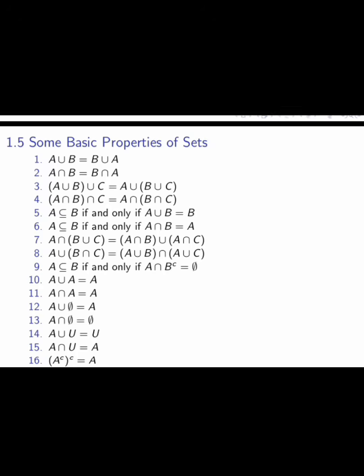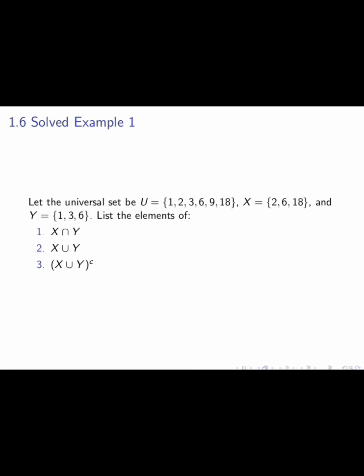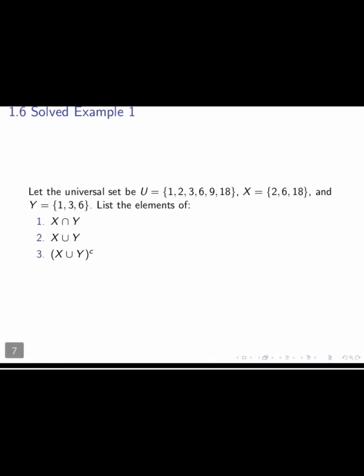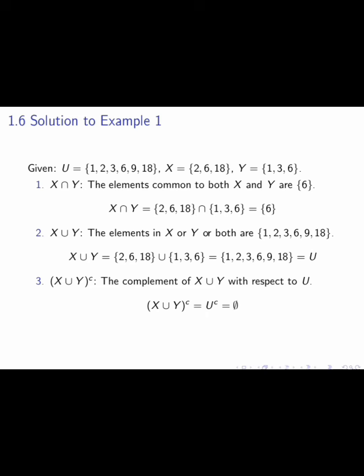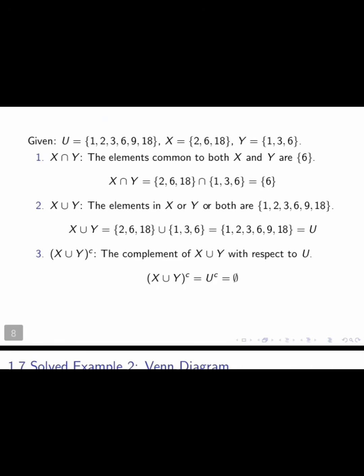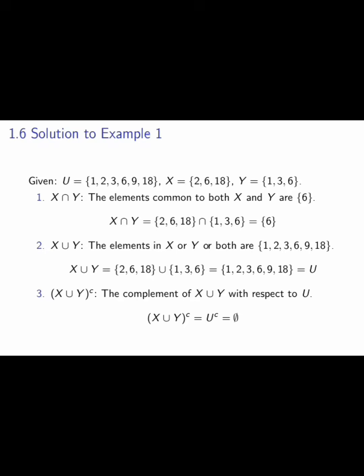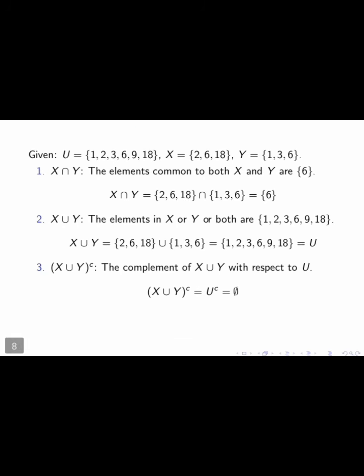So moving on to example number 1. Example number 1 says let the universal set be U equals 1, 2, 3, 4 down to 18, and X equals 2, 6, 18 and Y is 1, 3, 6. We are asked to list the elements of X intersection Y. So by listing the elements, you can see the element common to X and Y is 6. So X intersection Y is 6. X union Y is 1, 2 down to 18, which is also the same thing as our universal set.